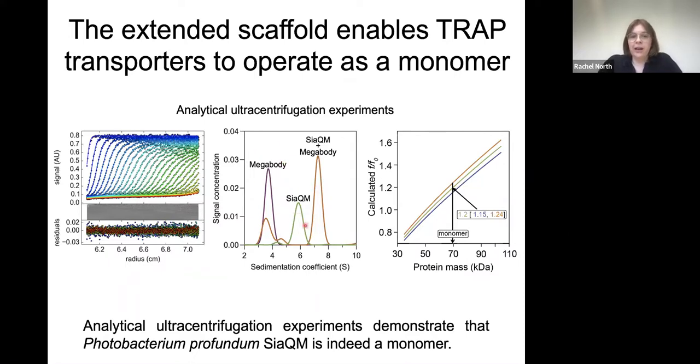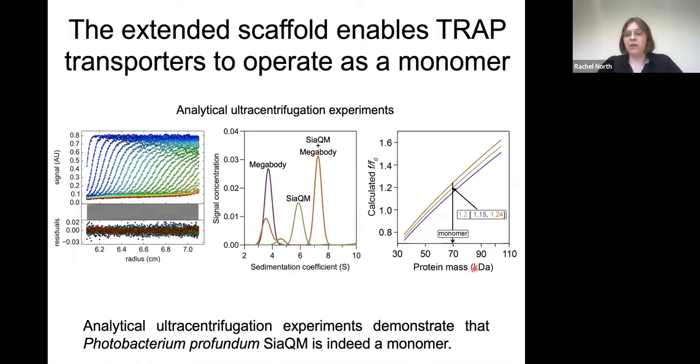So here we see the sedimentation coefficient for the megabody. In green here, we see SiaQM, and in orange here, we see SiaQM plus the megabody. And from this data, we can then calculate a frictional ratio, and a frictional ratio describes how spherical or how round a particle is in solution. The closer that value is to 1, the more spherical it is; the higher it is, the more elongated the particle is. For SiaQM by itself in green, we get a frictional ratio of about 1.2, and this corresponds to a protein mass of 70 kilodaltons, which is almost bang on what our TRAP transporter is.